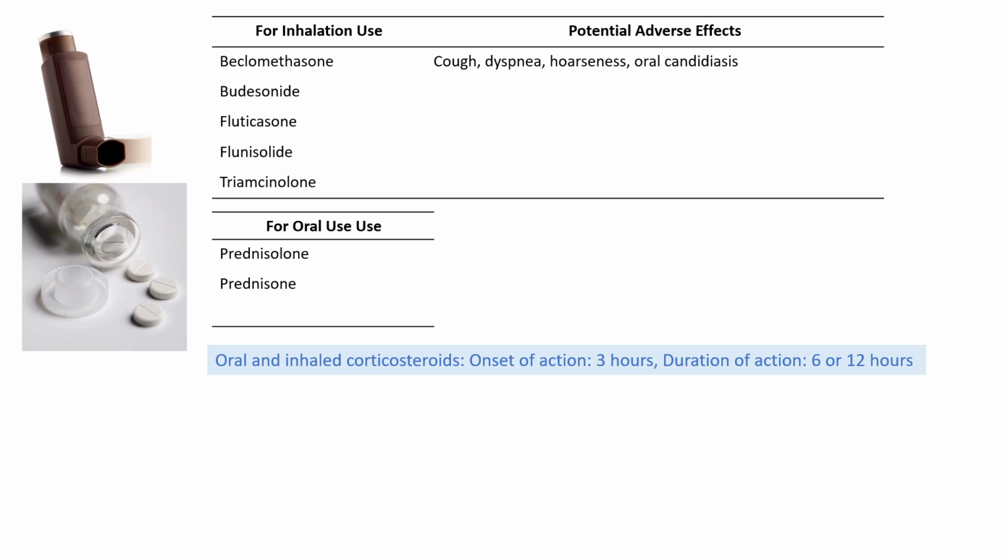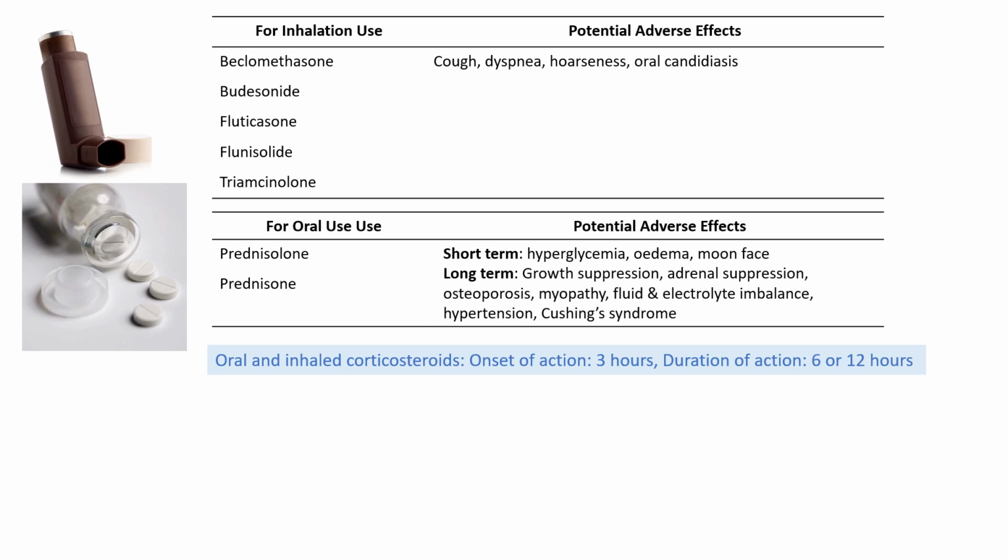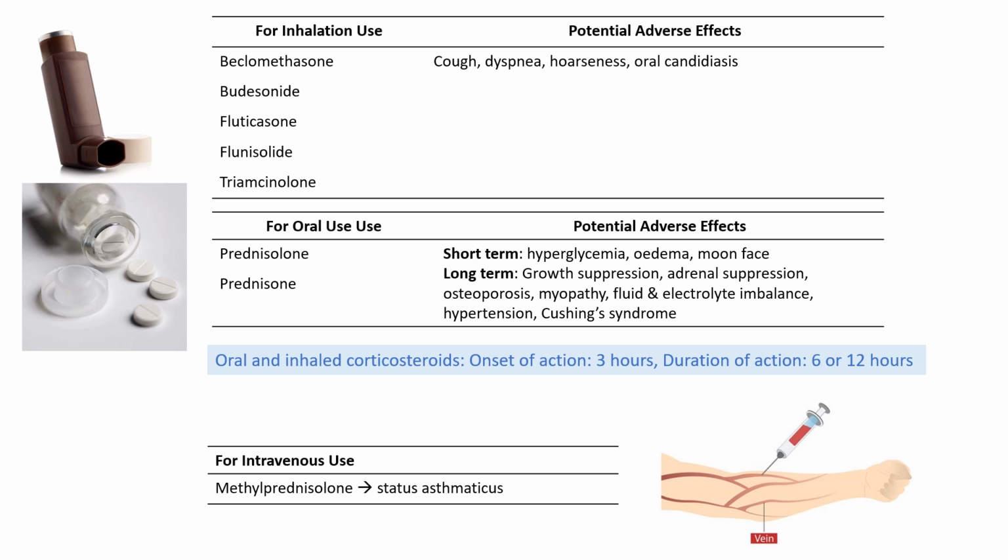Systemic adverse effects from short-term oral use of corticosteroids include hyperglycemia, edema, and rounding of facial contour. Though highly efficacious at blocking the inflammatory phase of asthma, corticosteroids have a number of long-term side effects which limit their oral use. Long-term side effects of oral corticosteroid use may include endocrine suppression, increased risk of infections, osteoporosis, cataract formation, fluid and electrolyte imbalance, as well as impairment in growth and development in children. Corticosteroids, specifically methylprednisolone, are available for intravenous use, and this is usually reserved for the management of status asthmaticus, which is severe asthma attack.